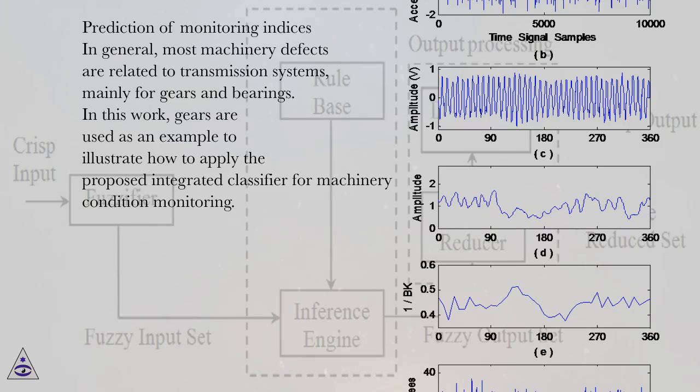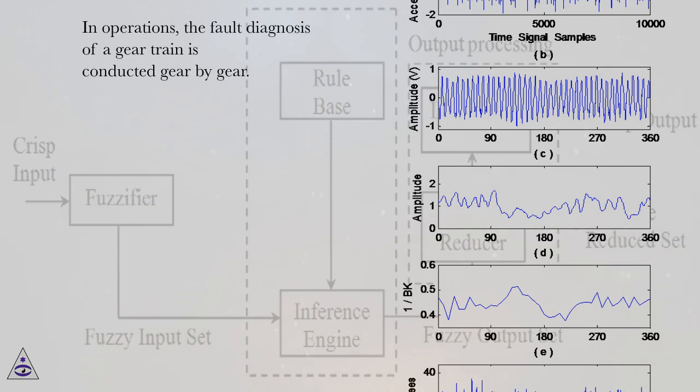Prediction of monitoring indices. In general, most machinery defects are related to transmission systems, mainly gears and bearings. In this work, gears are used as an example to illustrate how to apply the proposed integrated classifier for machinery condition monitoring. In operations, the fault diagnosis of a gear train is conducted gear by gear.